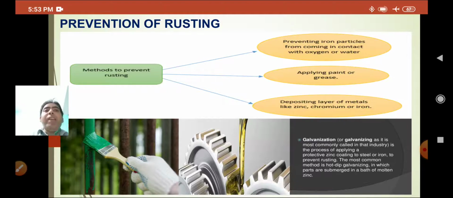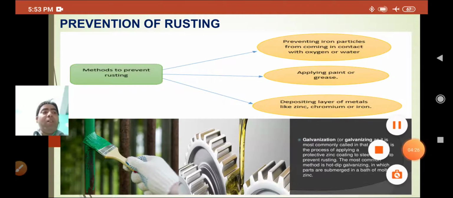Iron pipes used in our homes to carry water are also galvanized to prevent rusting. You have seen also, iron sheets are used for making buckets, drums, dustbins, and roof sheds, which are also galvanized to prevent them from rusting. So this was all about rust.